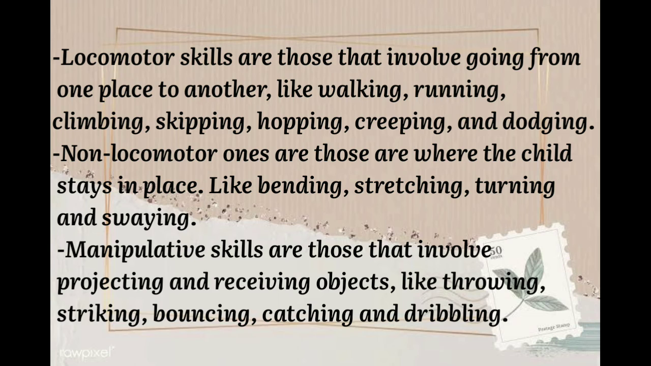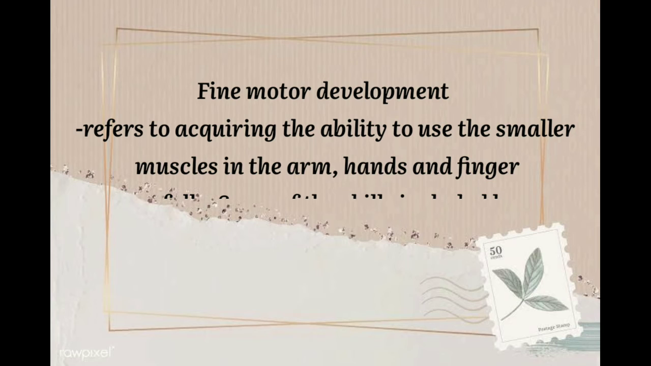Locomotor skills are those that involve going from one place to another, like walking, running, climbing, skipping, hopping, creeping, and dodging. Non-locomotor ones are where the child stays in place, like bending, stretching, turning, and swaying. Manipulative skills are those that involve projecting and receiving objects, like throwing, striking, bouncing, catching, and dribbling.